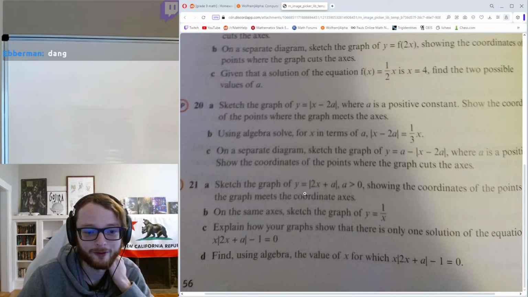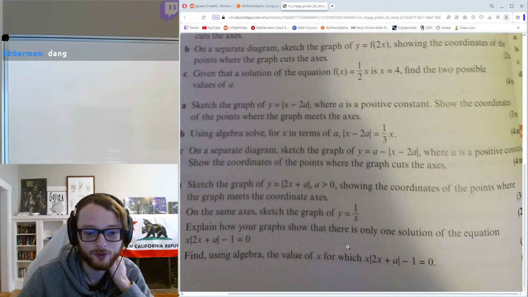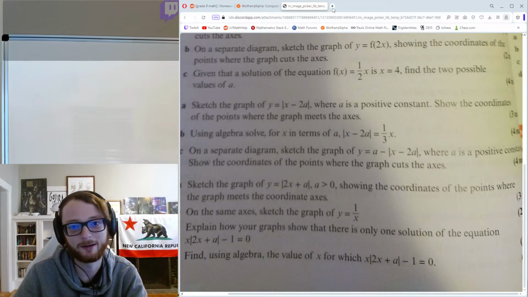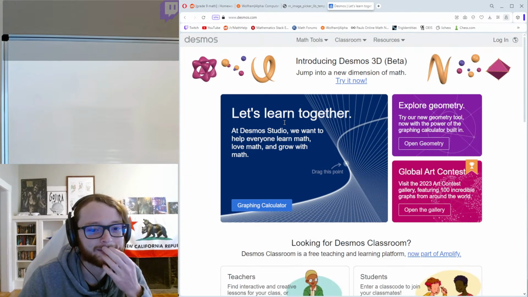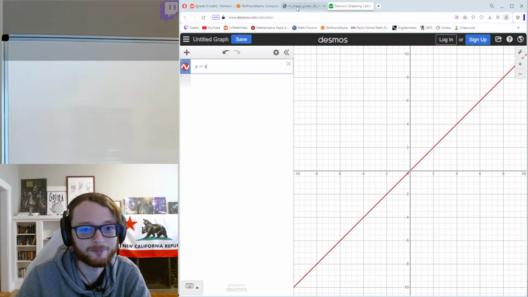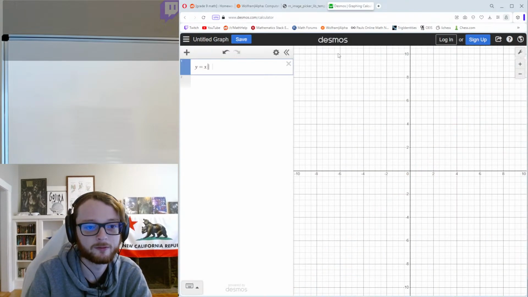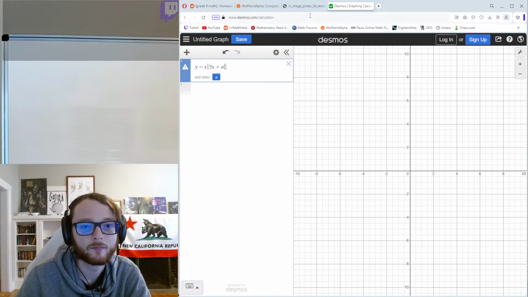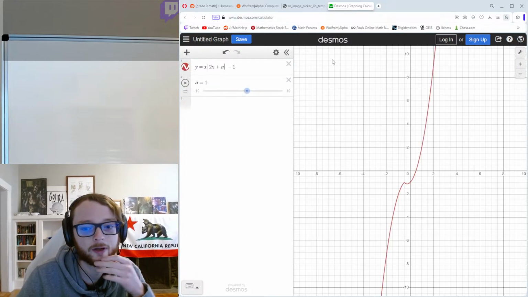Should I look at the previous parts? Okay. Yeah, because I kind of want to see a sketch of this function. Explain how your graph shows there's only one solution of the equation. Okay, yeah, so I was thinking that it's, well, the other x kind of makes it hard. I need to see the graph here. So y equals the absolute value of 2x plus a, minus 1, add slider for a. Whoa!